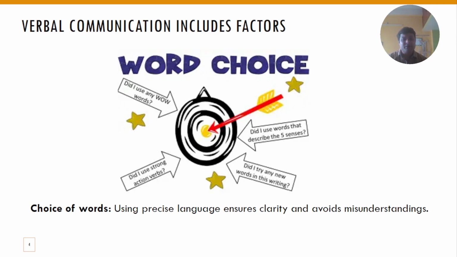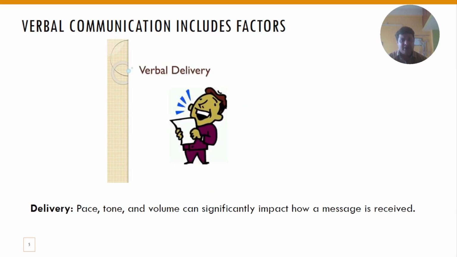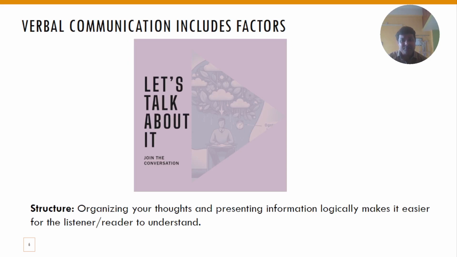Verbal communication includes factors described in a pictorial scenario. You can see choice of words, then another is delivery. In the delivery factor, there are three important roles, which are pace, tone, volume. And the third one is structure.